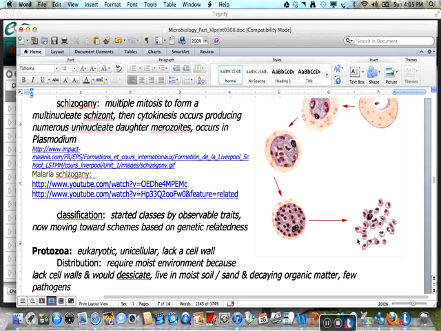Classification started by grouping organisms based on observable traits. Now classification is moving towards schemes based on genetic relatedness. Because this technology is fairly recent, you will see classifications of some organisms changing. You will also notice that's going to be what's most likely to change in a new textbook.